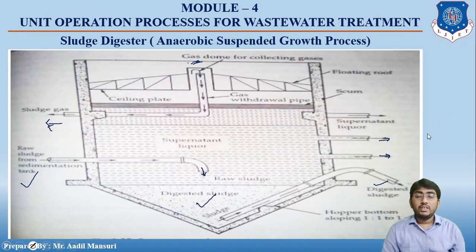So, in this method, saprophytic bacteria are present. They carry degradation first and form intermediate product of volatile acids, and then there are methane forming bacteria which convert acids into carbon dioxide and methane. So first there are saprophytic bacteria which convert the waste into intermediate product of volatile acids, and then methane forming bacteria convert those volatile acids into carbon dioxide and methane.